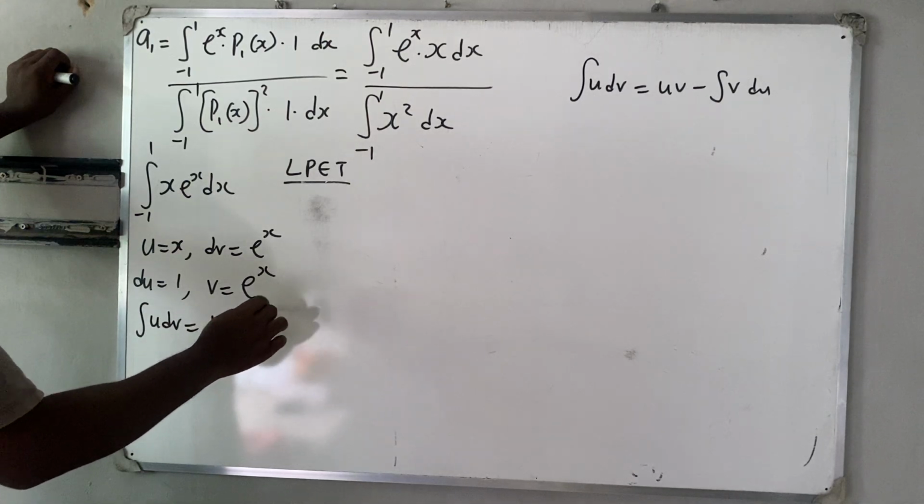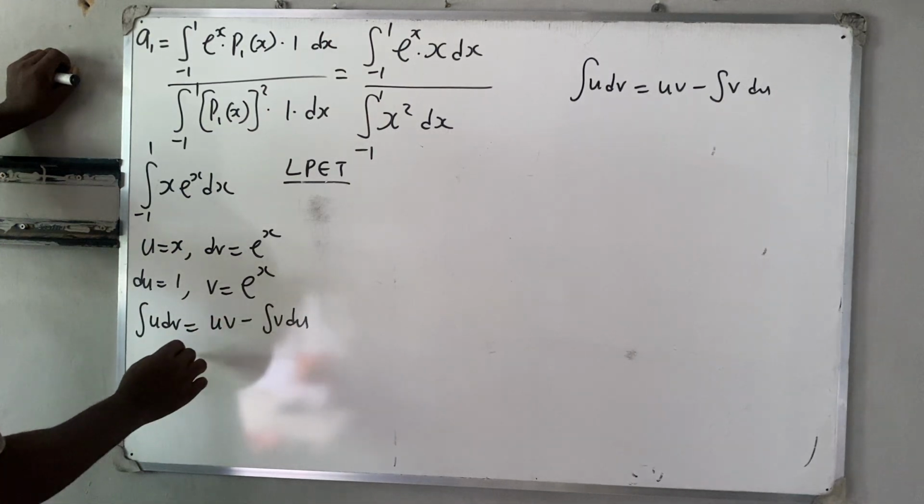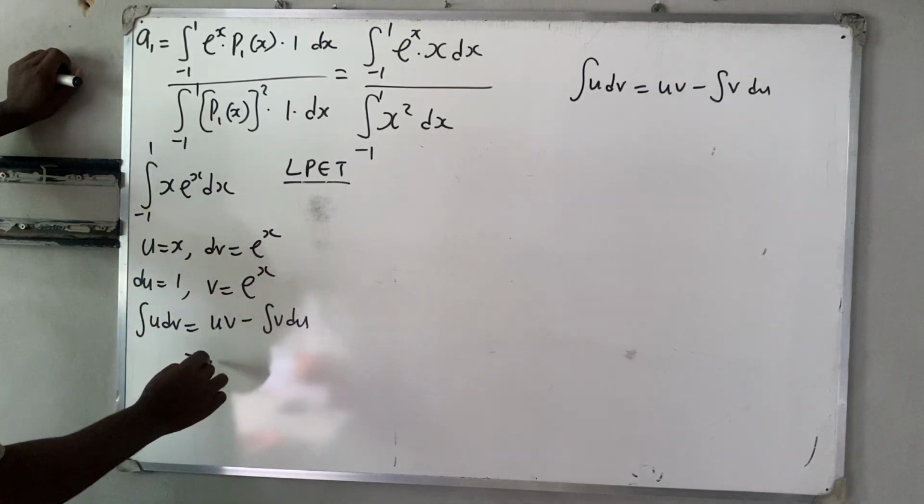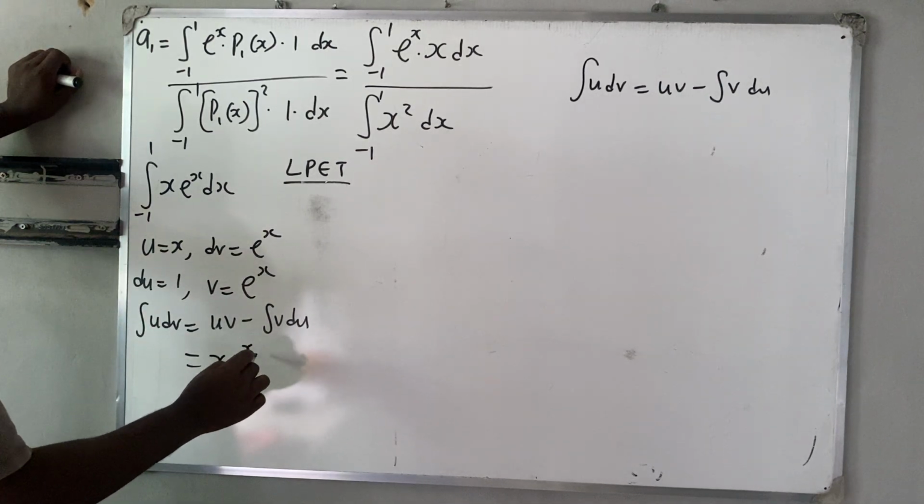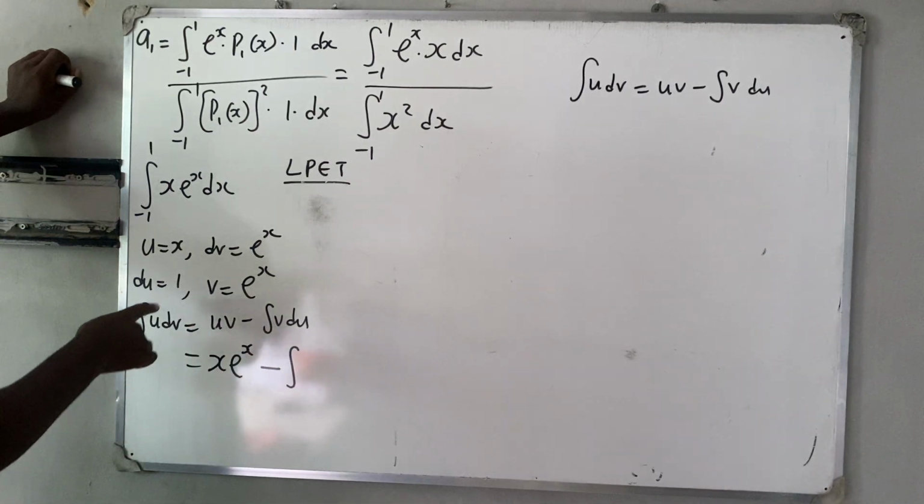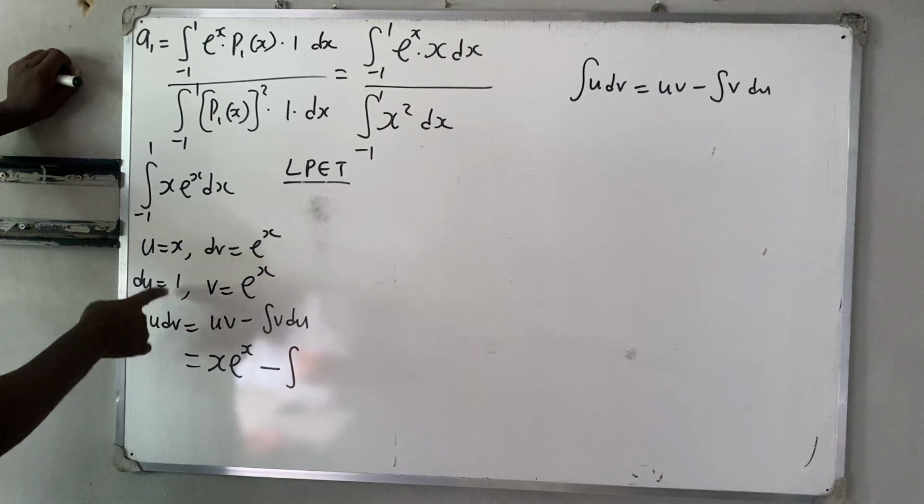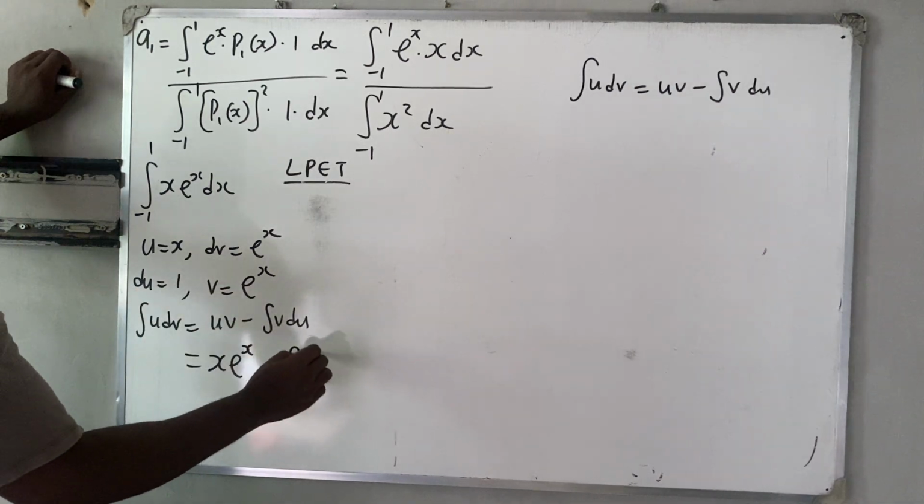uv minus the integral of v du. Okay, so if you now put u and v, which is what? x exponential x minus the integral of v du. So this time this is still exponential x.